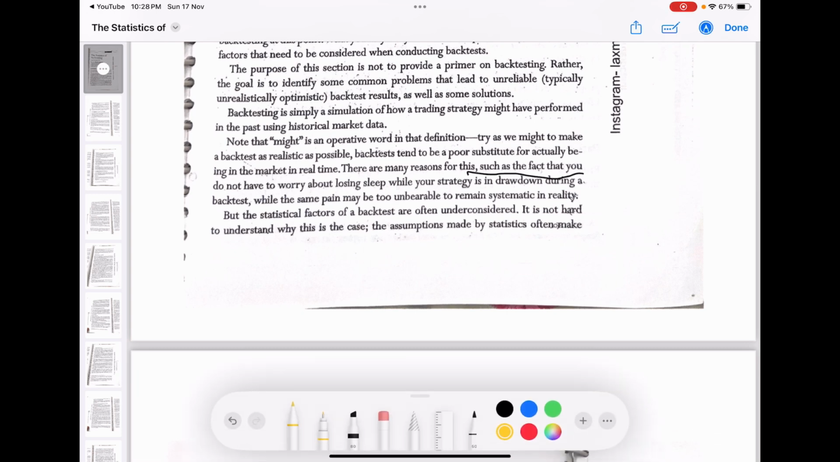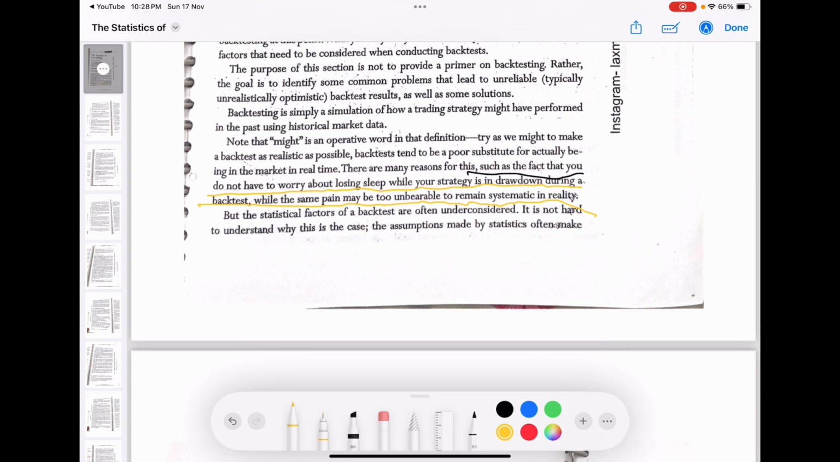Such as the fact that you do not have to worry about losing sleep while your strategy is in drawdown during a backtest, while the same pain may be too unbearable to remain systematic in reality. When you are just backtesting, you are changing charts, taking losses and profits. It's that simple. But when you're actually in the trade in real time, a lot of fear and emotions come into play, which is not accounted for during backtesting.